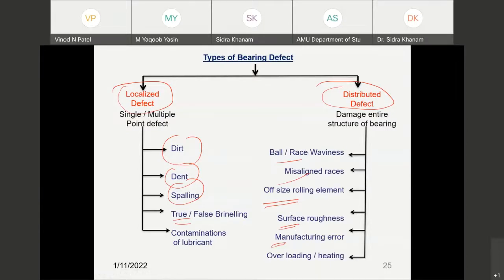So in today's lecture, from now onwards, I will discuss how to model all this, whether it is a local defect or a distributed defect. How can we introduce this in dynamic modeling so that we can understand the dynamic behavior of defective bearings?